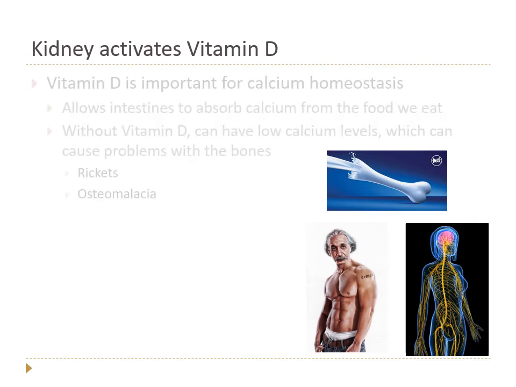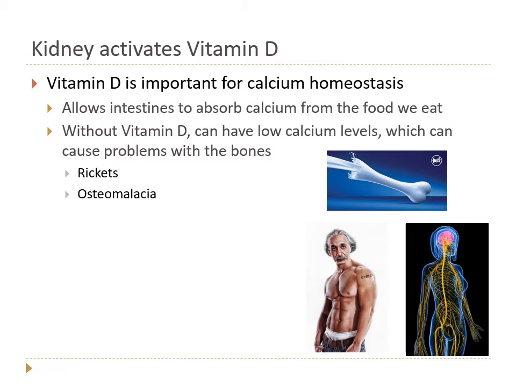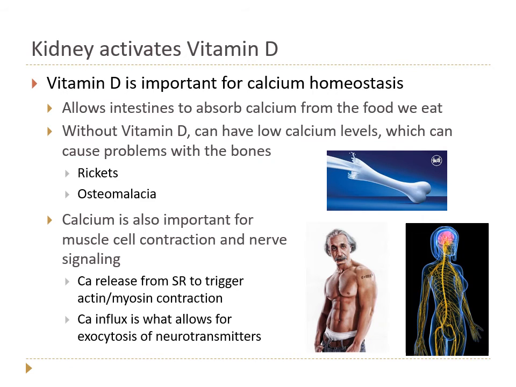So vitamin D is really important because without it, we can't absorb the calcium from the food we eat. And if we don't have activated vitamin D, we can have low calcium levels, which of course can cause problems with the bones, rickets if you get it when you're young, osteomalacia if you have soft bones when you're older. And then of course, calcium is also important for muscle contraction and the exocytosis of the synaptic vesicles carrying neurotransmitters.